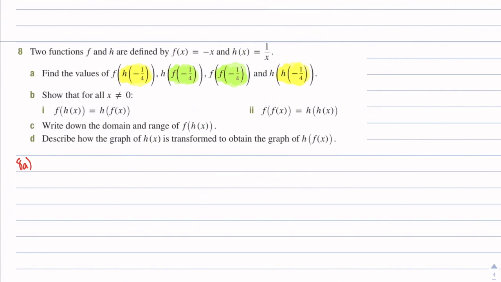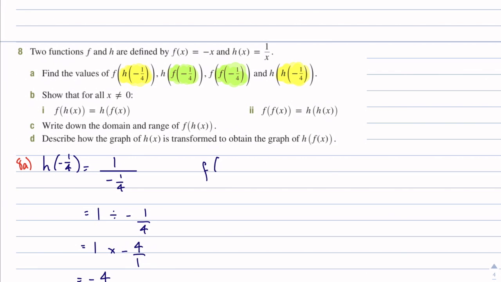So h of negative 1/4 is, well, h of x is 1 on x, so I've got 1 on negative 1/4. Now that's the same as 1 divided by negative 1/4, which means it's 1 times negative 4 on 1, keep flip change, which means I've got negative 4. Or you could have literally chucked this whole thing in your calculator, you would have been fine.